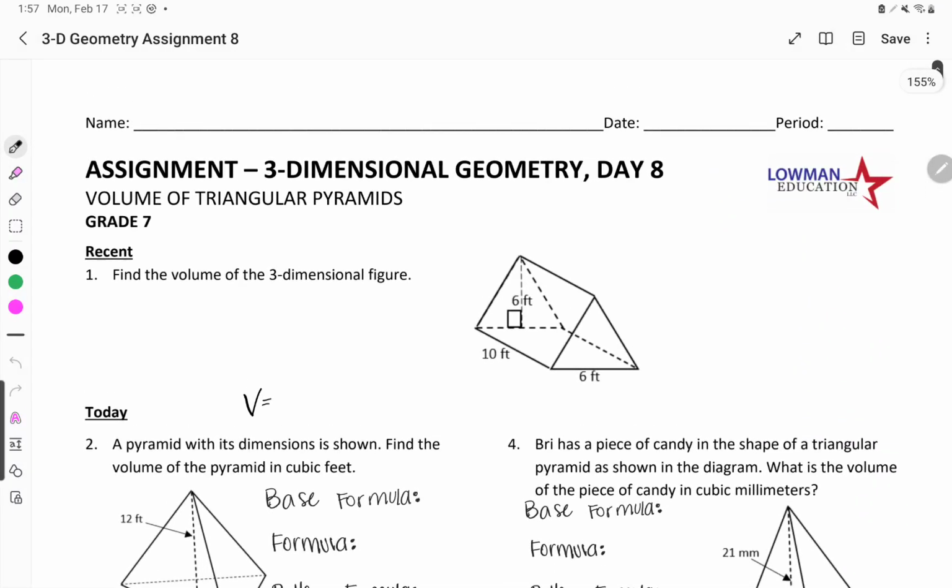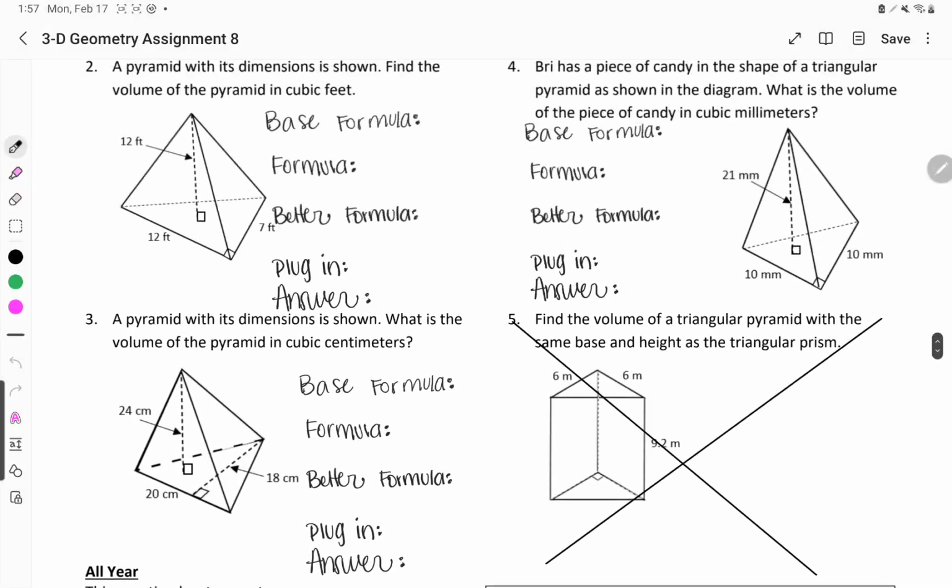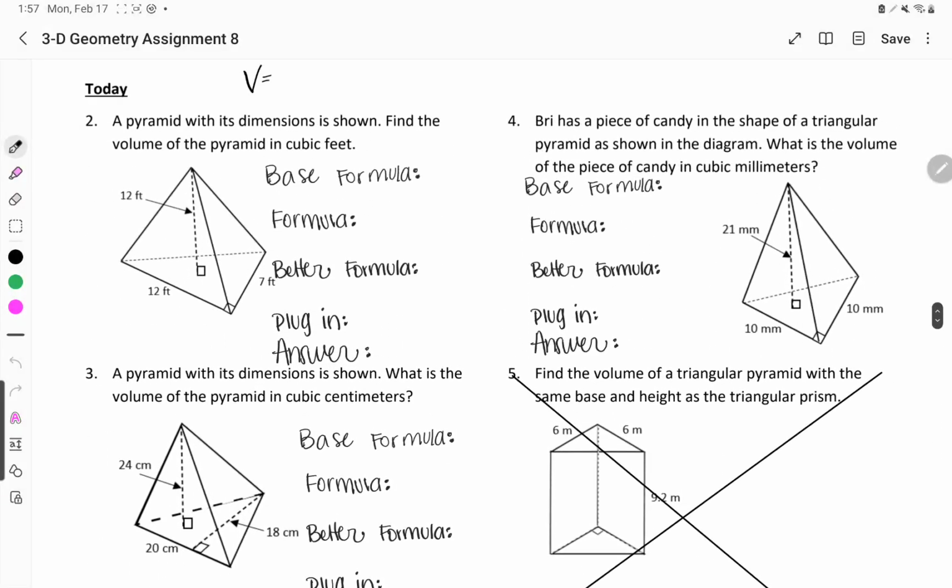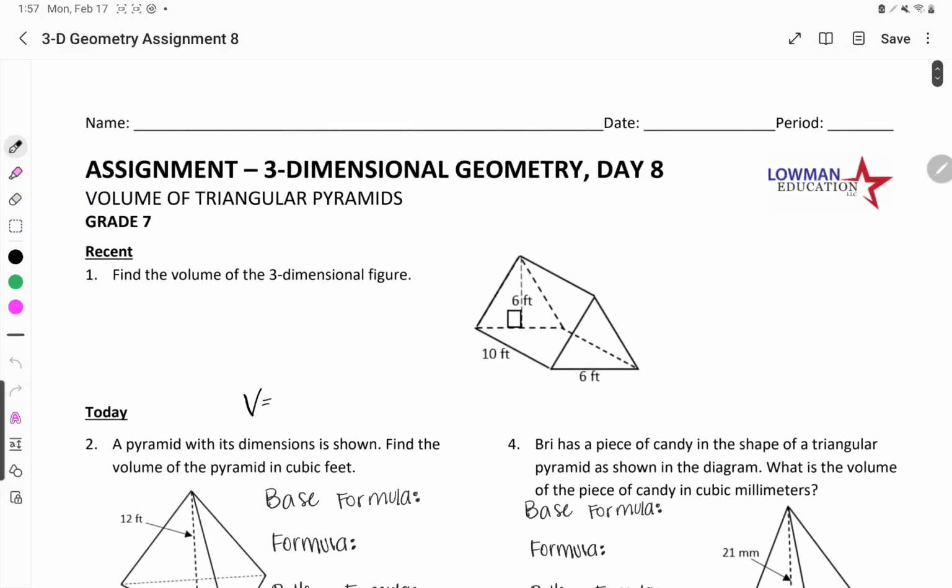So I'm going to walk you through the first two problems and then the last problem. And then hopefully you can do problem 3 and 4 on your own. But if you can't, you can always come ask for help. But hopefully this will help get you started.